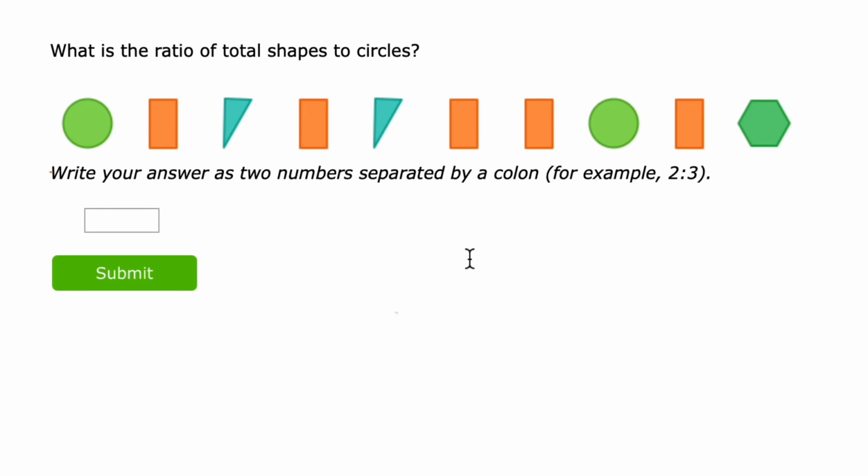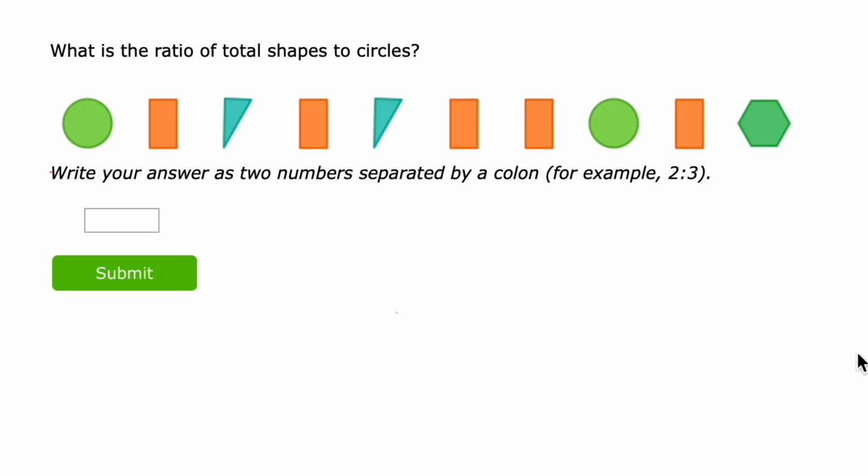But anyways, what is the ratio of total shapes to circles? What do you think are the two key words in this question? If you guessed total shapes and circles, you are correct. Why do we need to focus on the words total shapes and circles? Because if we do circles first instead of total shapes, things will get totally mixed up. That's why this is very detailed.